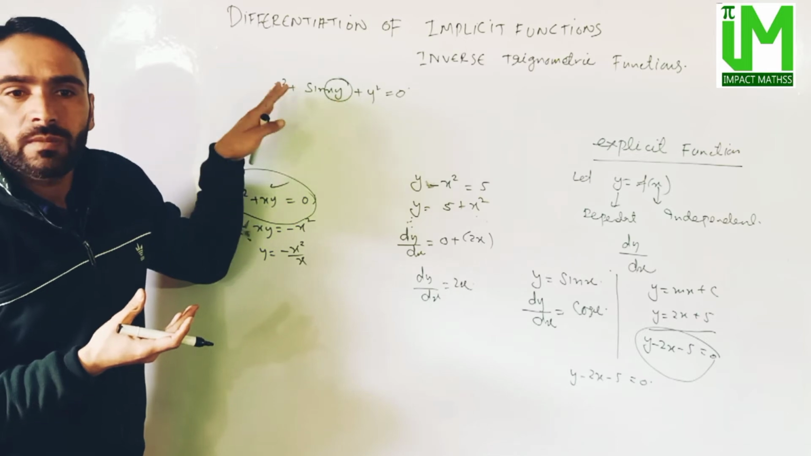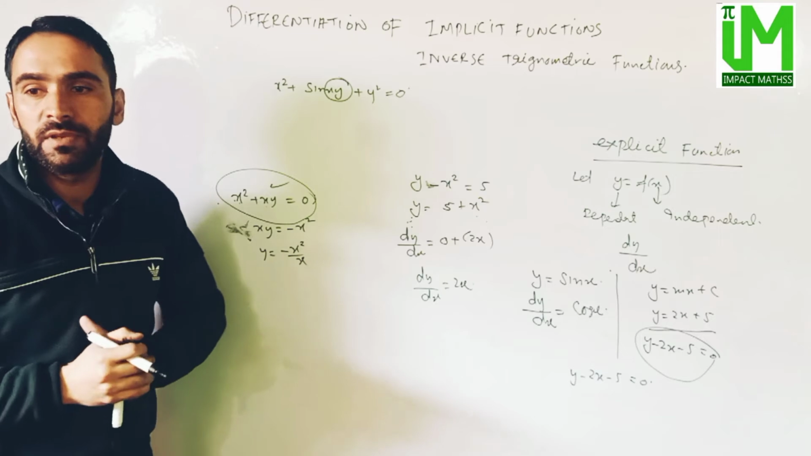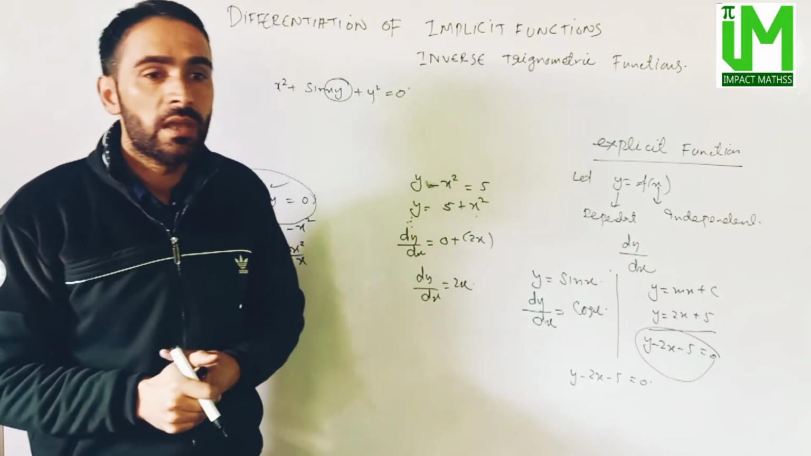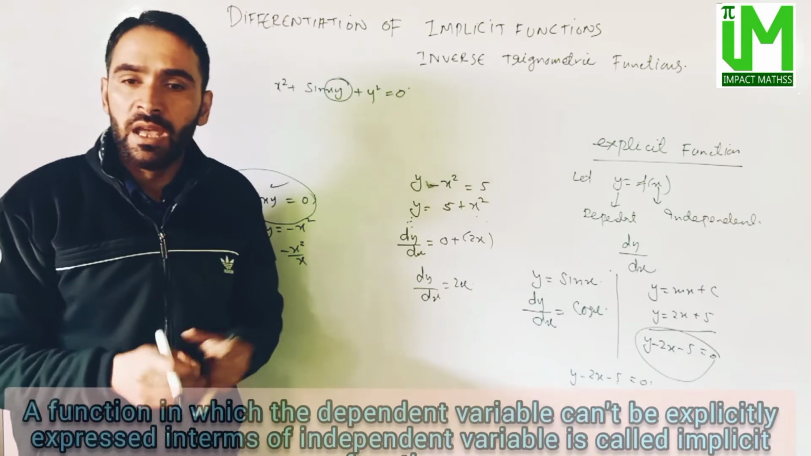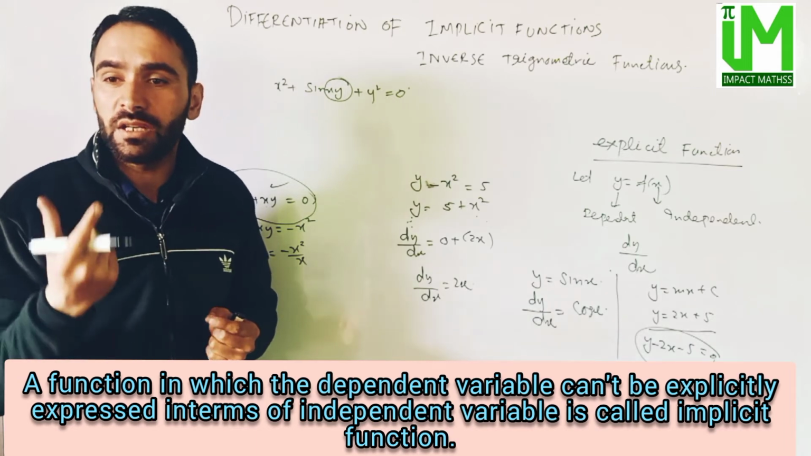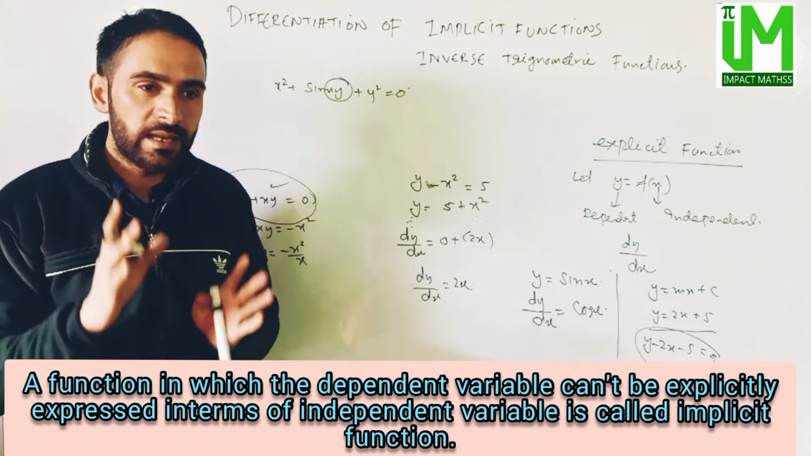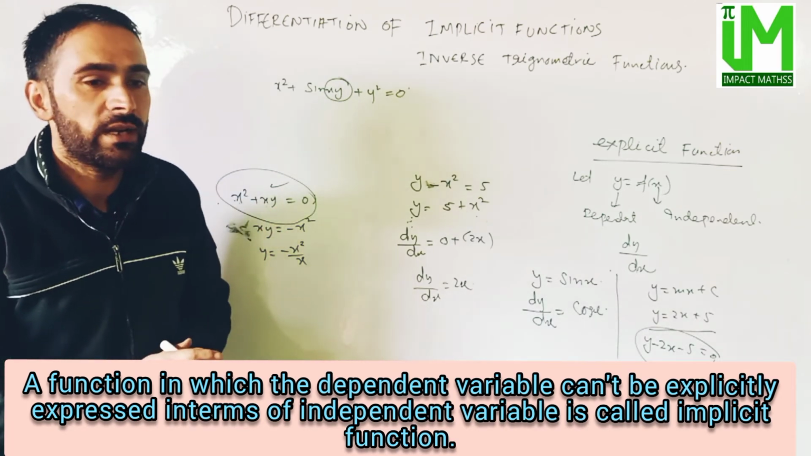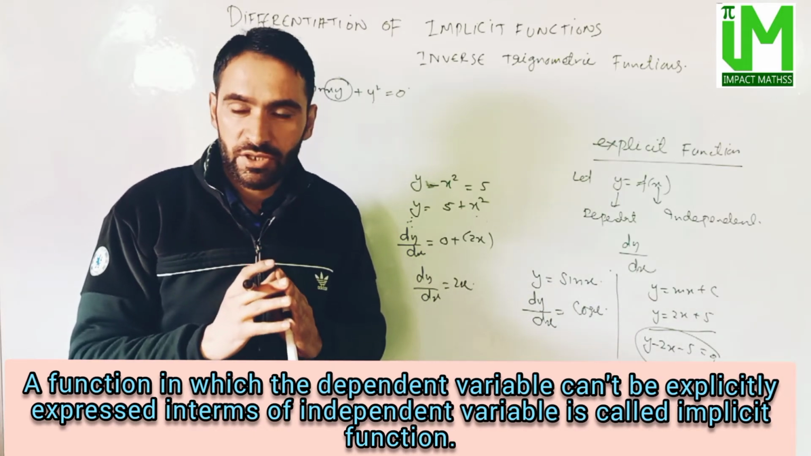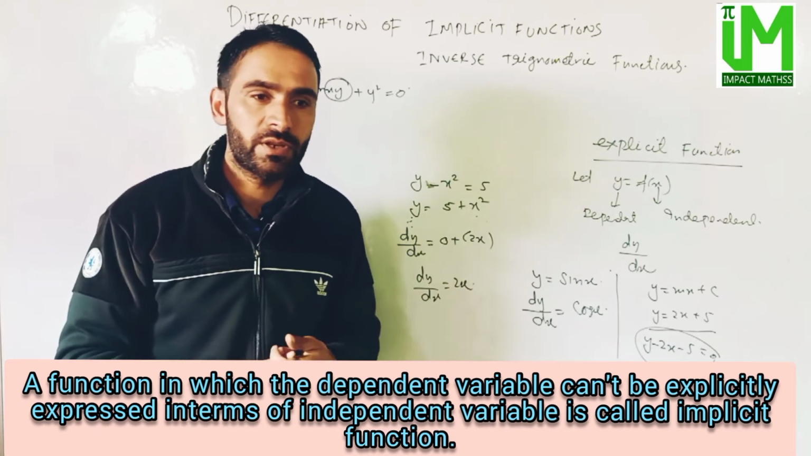Okay, so these sort of functions wherein it is not a clear cut relation between the dependent variable and independent variable, these sort of functions are called implicit functions. That is, y has not been expressed explicitly in terms of x; that will be called an implicit function. A clear cut relation between the dependent variable and independent variable is not visible, so that relation or that function is called an implicit function.